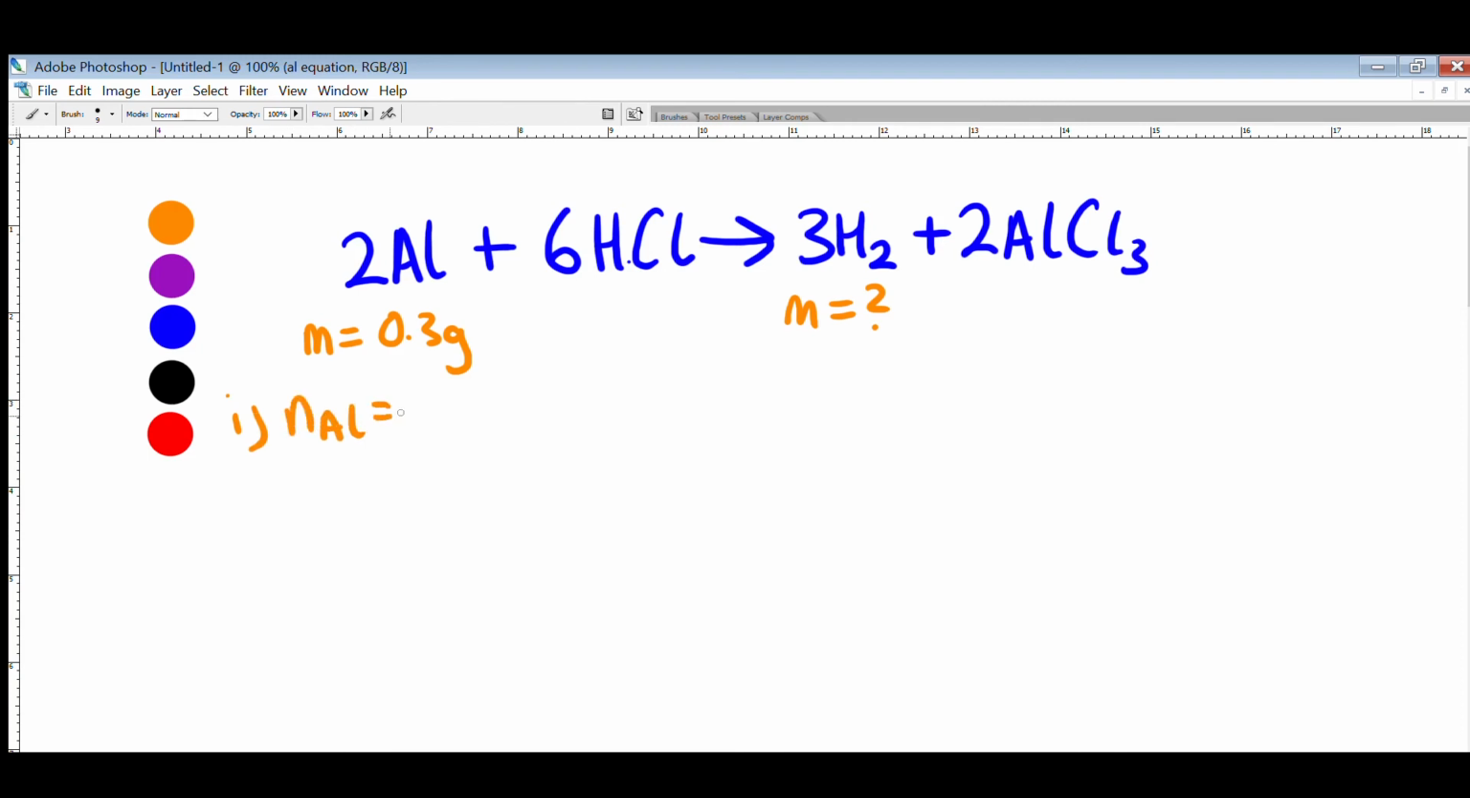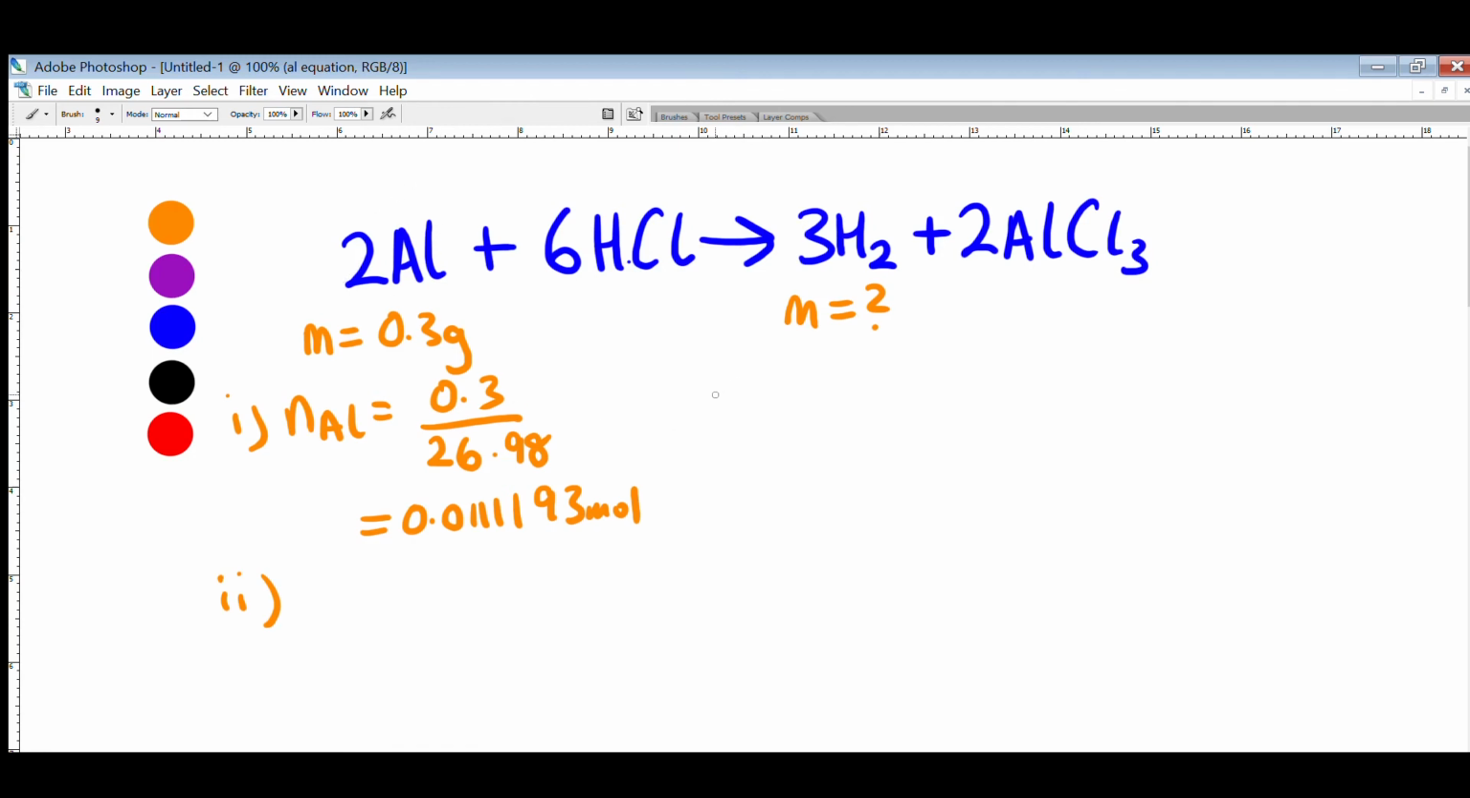Once again, you always start with moles, so the moles of Al is equal to 0.3 divided by the molar mass, which is 26.98. And that gives us 0.011193 moles.